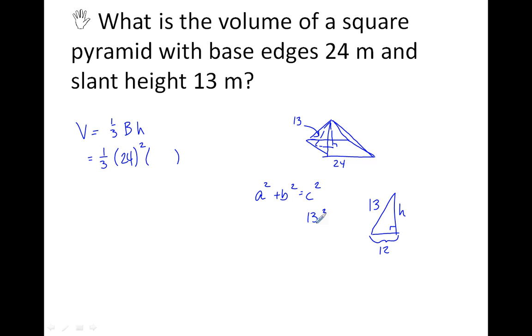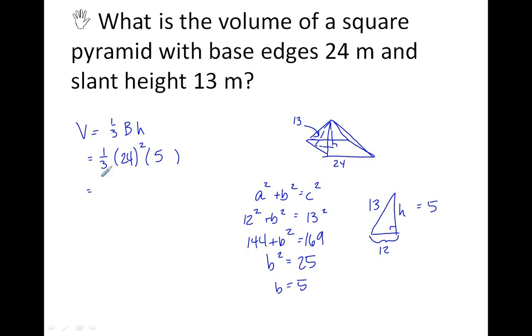C is 13. I'm going to use a this time as 12, and we're going to solve for b. So we have 144 plus b squared equals 169. Subtract 144 from each side, so b squared equals 25, which means b equals 5. So the height of my figure is 5 meters.